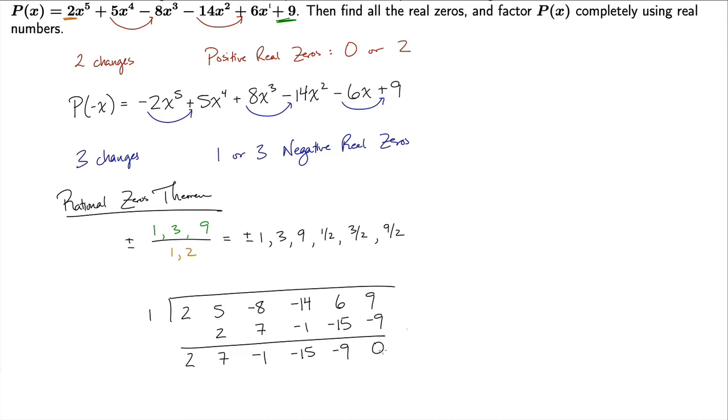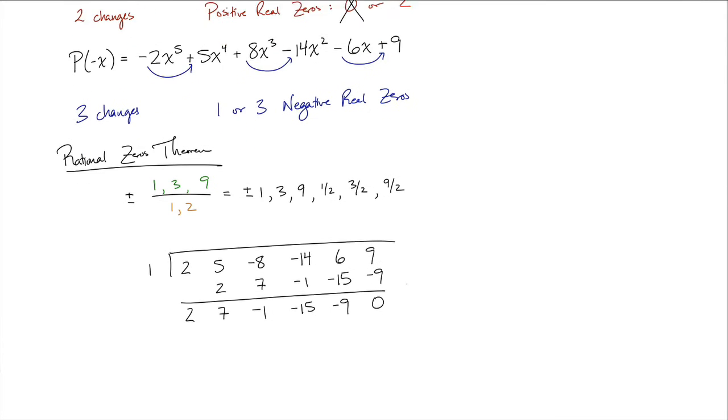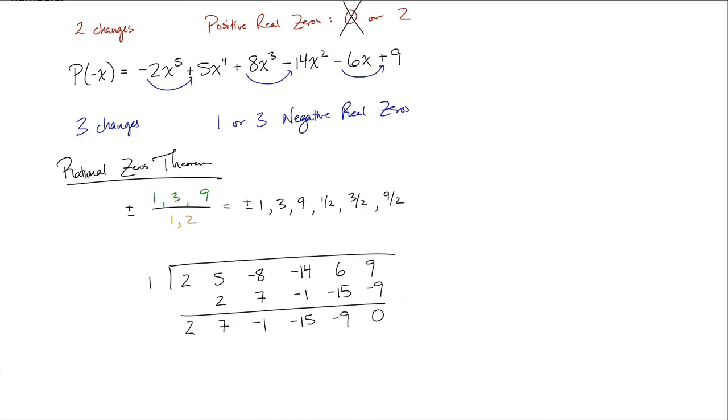Okay, and we got 0, which means that 1 worked, which is awesome. Now, that was a positive real zero. So I've now cut out this possibility. I know that I don't have 0 real zeros. I know that I have at least 1. That means I have exactly 2. So now I need to keep going until I find another positive real zero. Now 1 worked here, so let's go ahead and try it again. So 1.